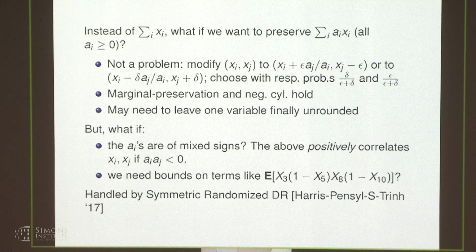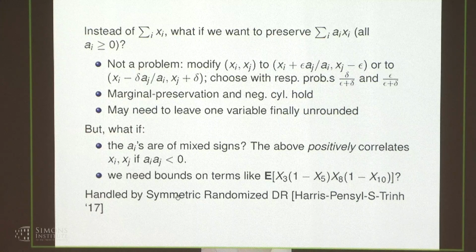Actually both these complications come up in certain facility location problems. Second, what if, unlike in negative cylinder dependence where we are only interested in E of x3 x5 or E of (1 minus x3) times (1 minus x5), you have mixed terms, as you see in the second bullet item at the bottom? Suppose you are interested in the probability that x3 is 1, x5 is 0, x8 is 1 and x10 is 0. So you have mixed terms. They're not all the same bit, but they could be a mixture of both the bits 0 and 1. So, without going into the facility location context, I'll mention that it does appear in some recent work with my current and former students, David Harris, Thomas Pensyl and Khoa Trinh. We develop a certain method called symmetric randomized dependent rounding to handle this.